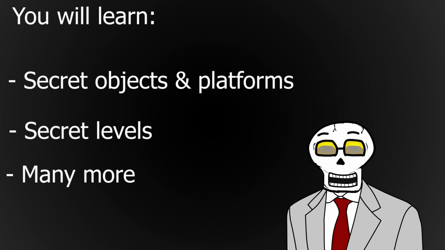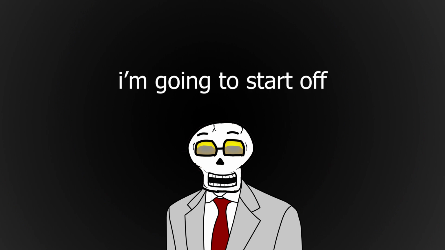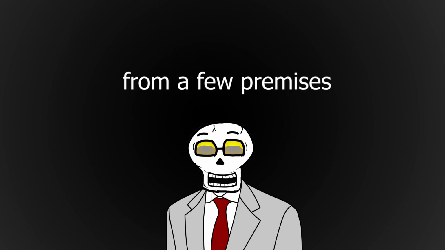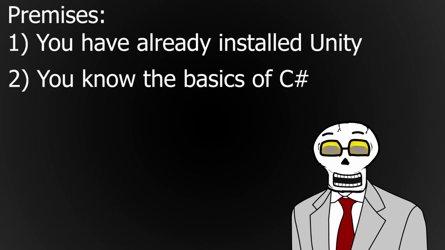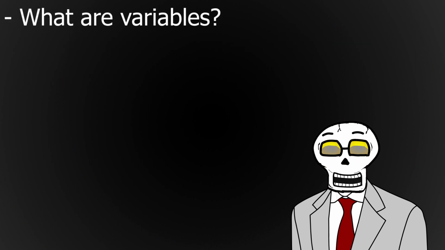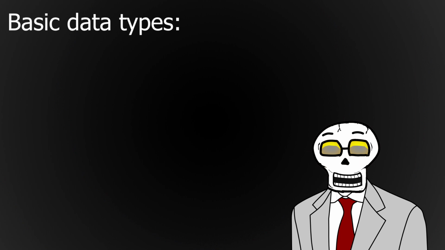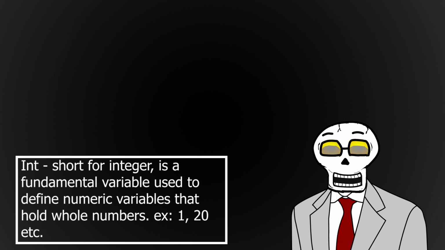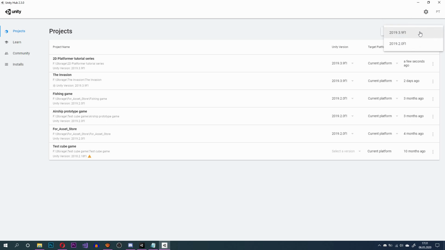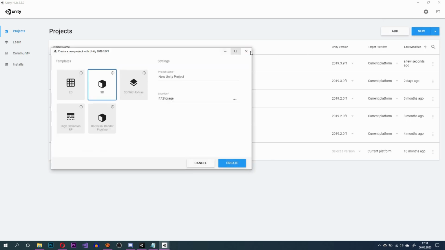Game from 1985. In this first episode, I'm going to start off from a few premises. 1. You have already installed Unity on your computer. You can find many tutorials on YouTube for this step if you have not yet. 2. You know the basics of C#, such as what are variables and basic data types. Example: string, int, float, etc. I will try to insert definitions in small text boxes throughout the video to remind you of these things as we go. First of all, open Unity and press New to create a new Unity project.